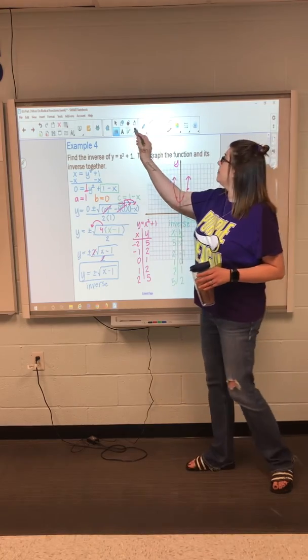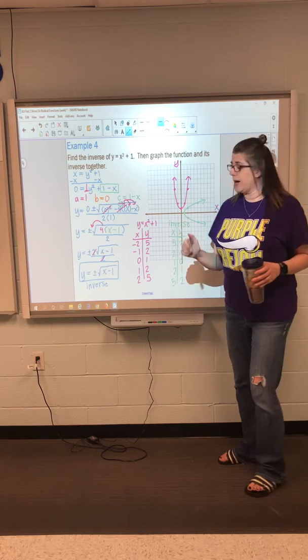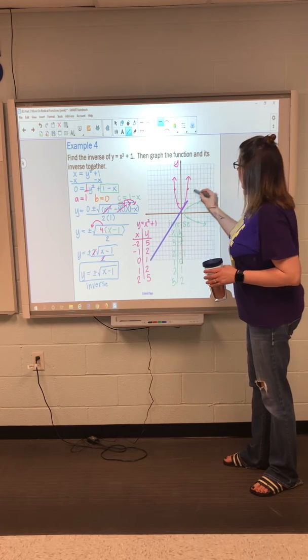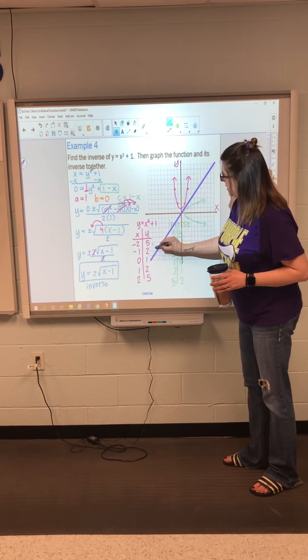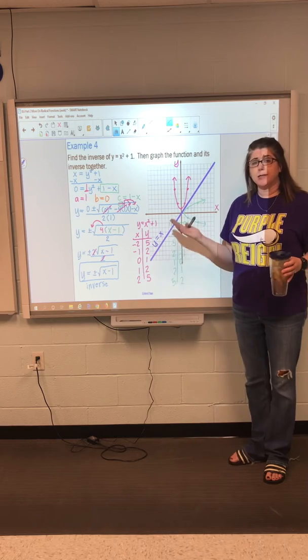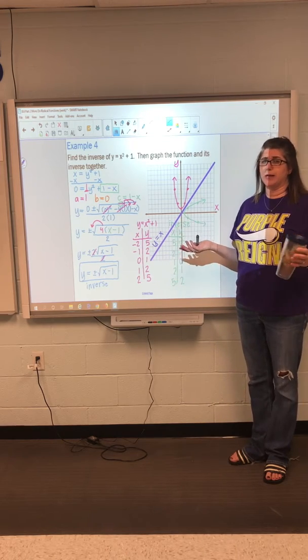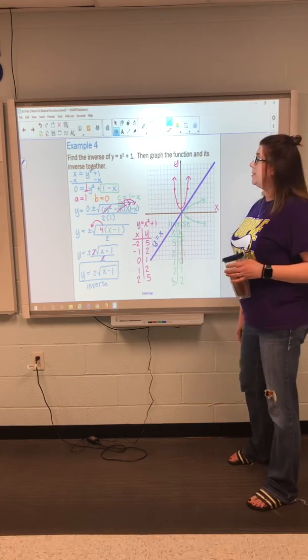Remember, we also talked about the fact that because we are just switching the x and the y, if we have that line y equals x, which is this line right here in blue. Again, you don't have to graph it, just showing you a visual that my two parabolas, the pink one and the turquoise one, when I fold them over that blue line, every point is going to match up.